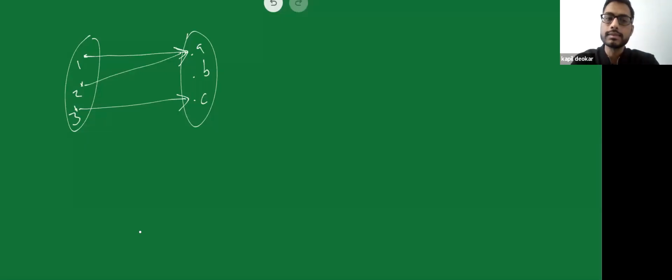What is the second condition? That there shouldn't be one to many relations. There is no one to many relation. When you're giving 1, you're getting A as output. When you're giving 2, you're getting A as output. So this is not one to many, it is many to one relation. So the second condition is also satisfied, that there is no one to many relation. Therefore, I can say that it is a function.